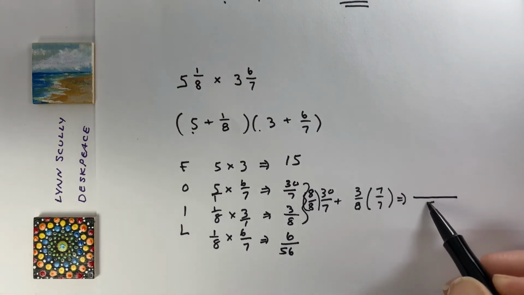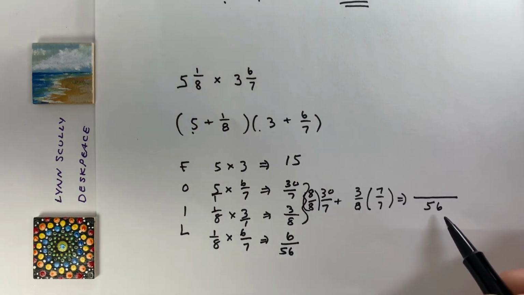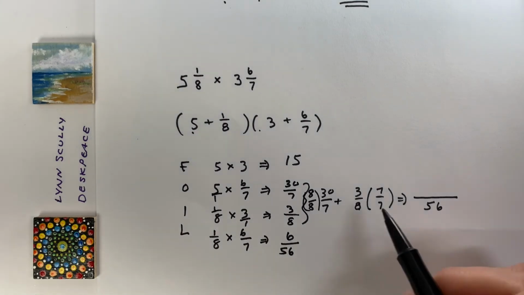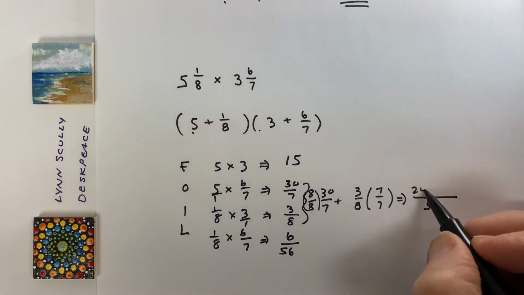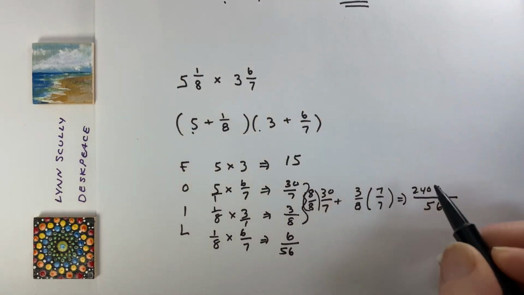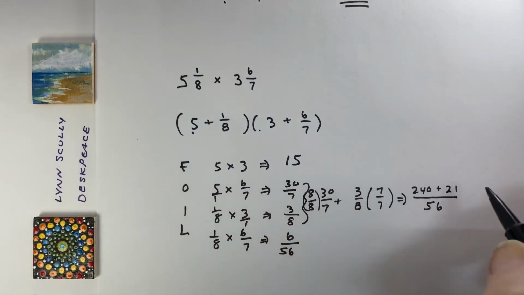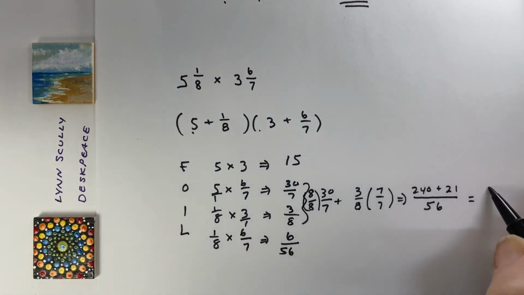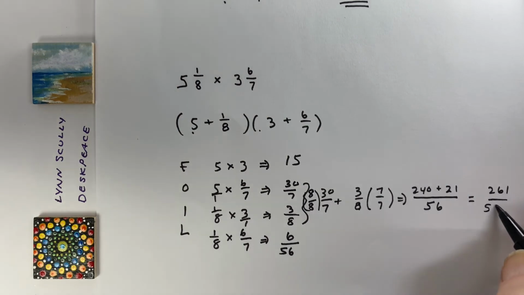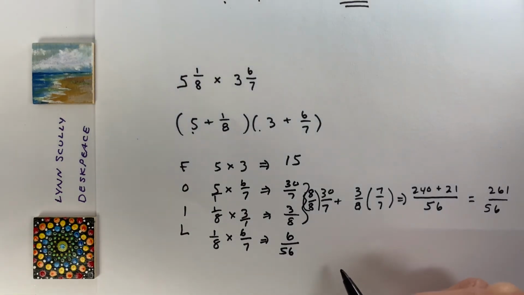8 times 7 is 56. And remember, it's called common. You only have to write it once. 8 times 30 is 240. 3 times 7 is 21. So I'm getting 261 over 56. We're ready to put it together.